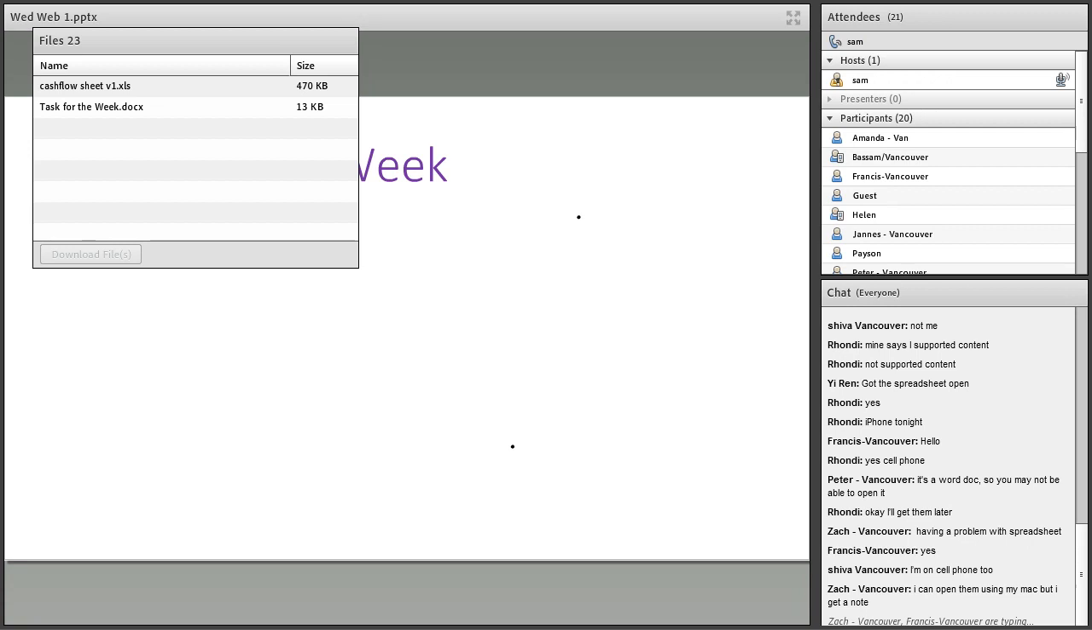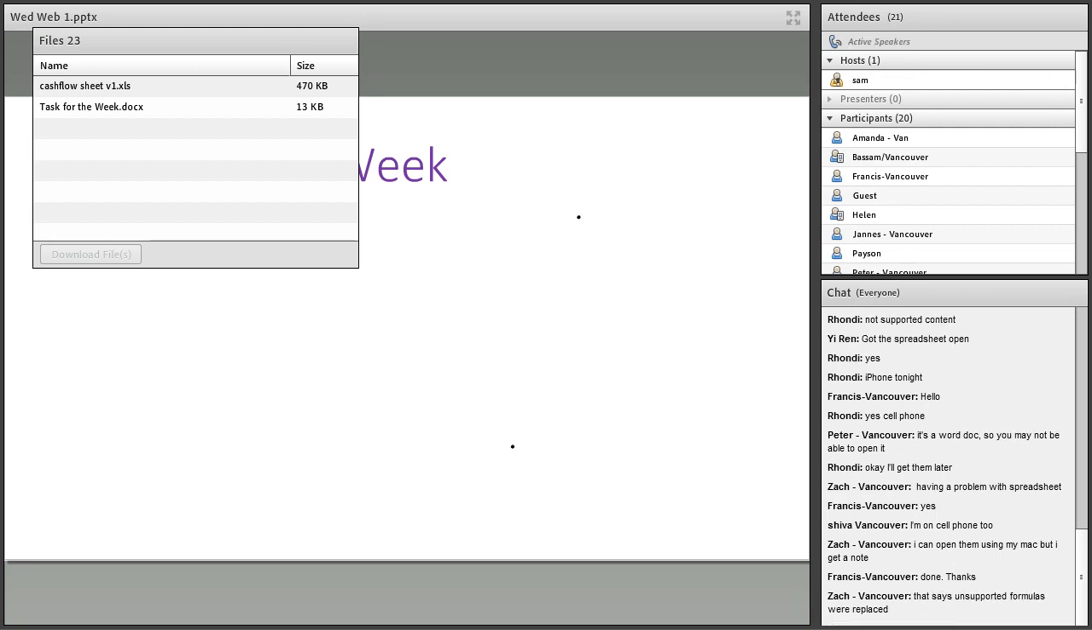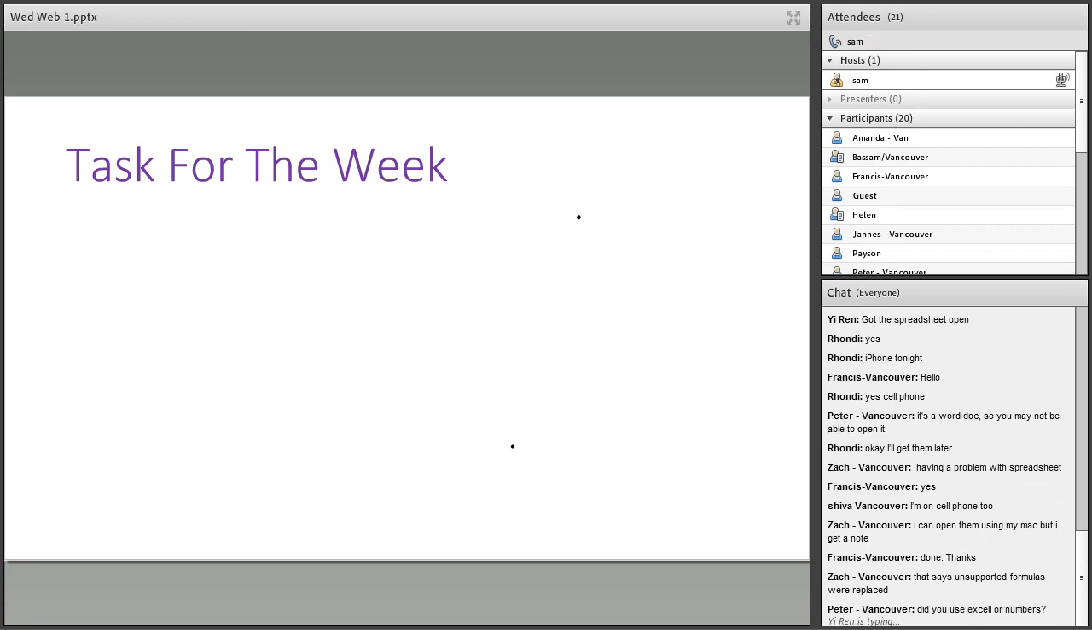Okay, I can open them using my Mac. Done. Okay, good. I'm going to hide this now. Okay. The unsupported formulas were replaced. That's interesting. Okay, Zach, when I open up the spreadsheet, so everyone knows we're going to be going over the spreadsheet, you should open up the spreadsheet and follow with me if you'd like. I'm going to share my screen and you'll be able to see it. So that's how you'll be able to do it.